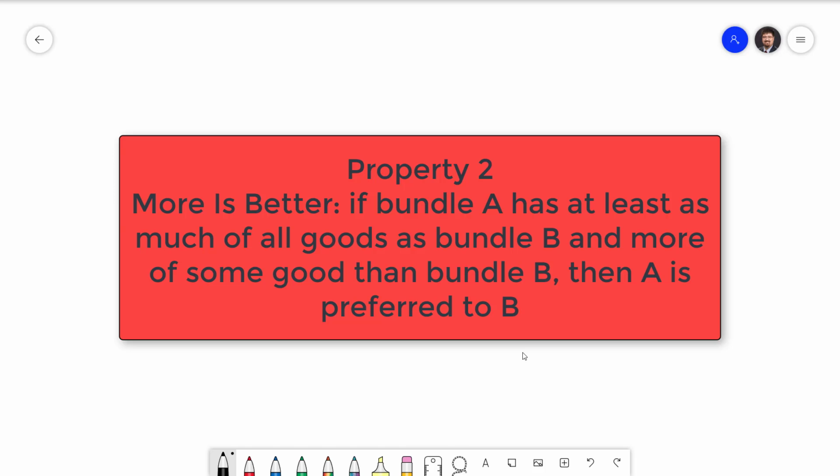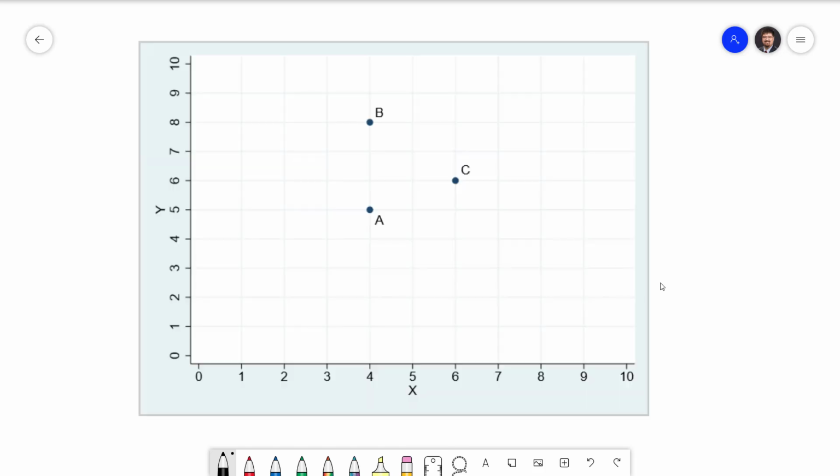The next property of preferences is more is better. More is better states that if bundle A has at least as much of all goods as bundle B and more of some good than bundle B, then A is preferred to B. To illustrate this property, let's look at an example.